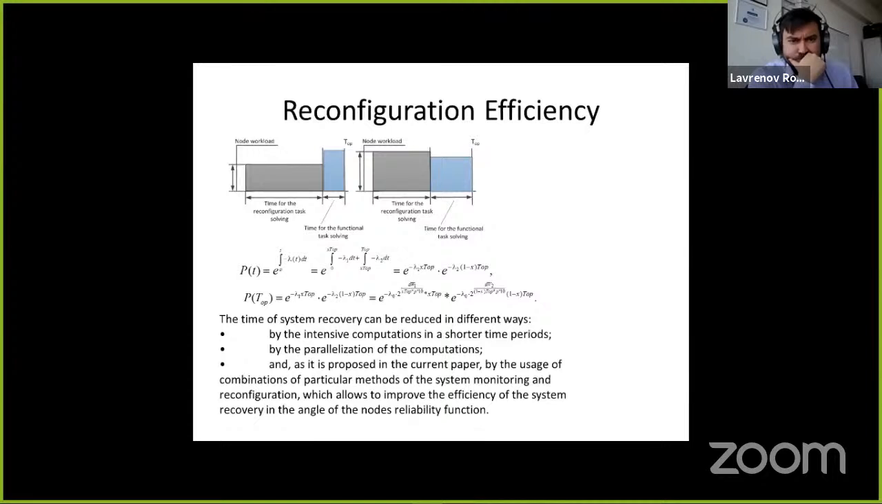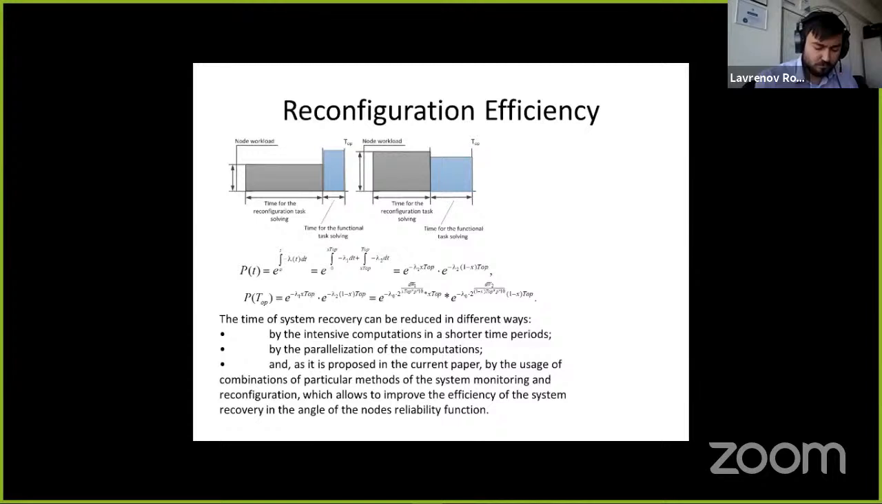Consider a reconfiguration as a computational procedure which implements the task's relocation from the faulted nodes to the operational ones. In this paper, we consider the node failure as a particular state when the node cannot participate in the task processing due to any reasons. The failure detection procedure precedes the reconfiguration. The sum of failure detection and reconfiguration times determines the time of system recovery.